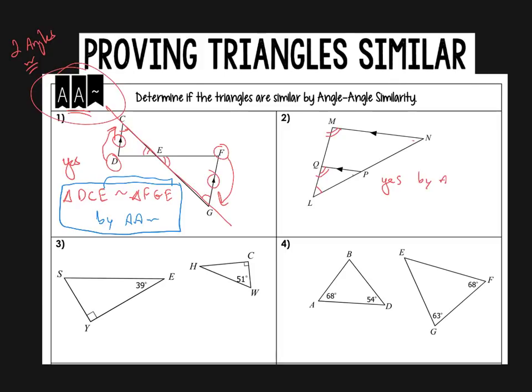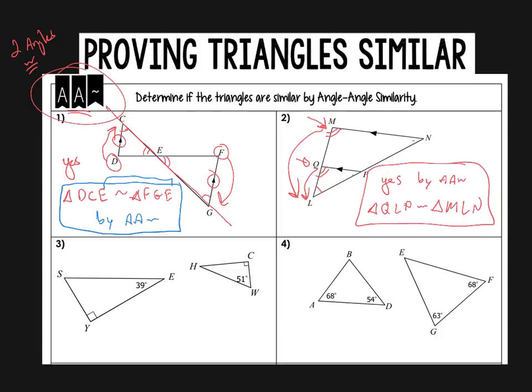So we have enough to say that yes, by angle similarity, triangle, and I'm just going to name the smaller triangle in no particular order, QLP, is similar to, now if I started at Q, I got to start at the angle that's congruent to Q, which is angle M. And if I went from Q to L, then I'm going to go from M to L. So MLN. And there's my final answer here.